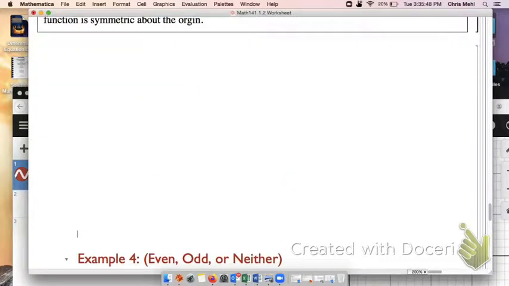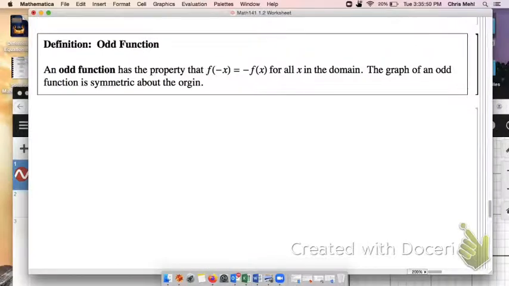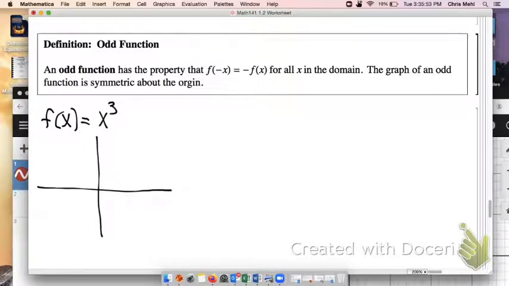Okay, in contrast with an even function, there's an odd function. A prototypical one that's pretty simple to see is x cubed. I've again already drawn this picture earlier. F of x equals x cubed's graph has this shape. It has positive outputs for positive inputs and negative outputs for negative inputs.